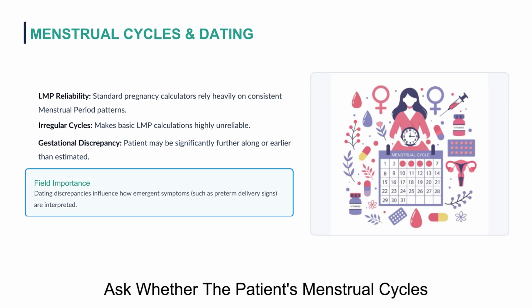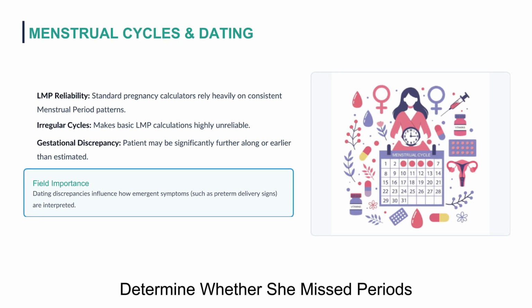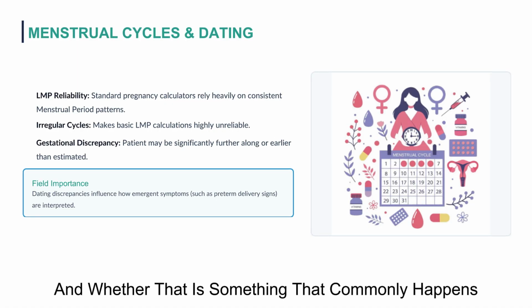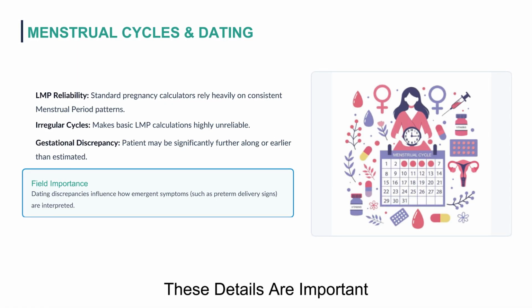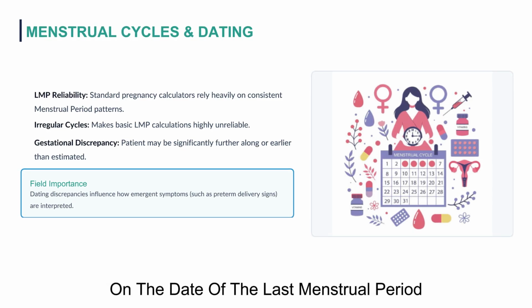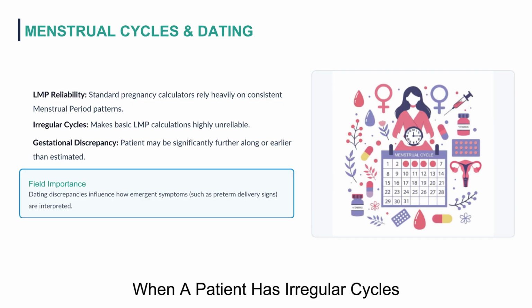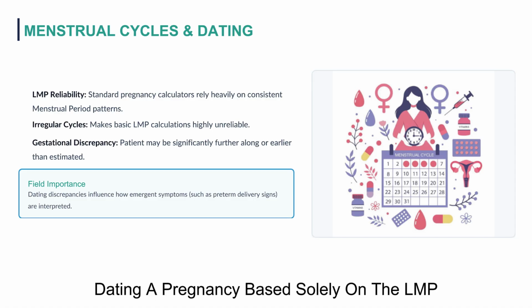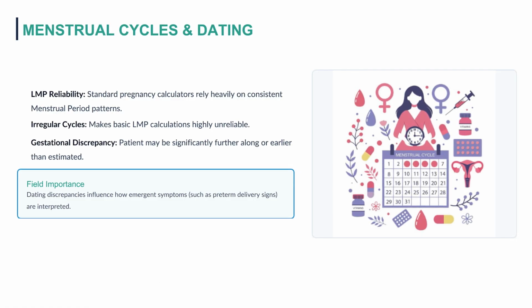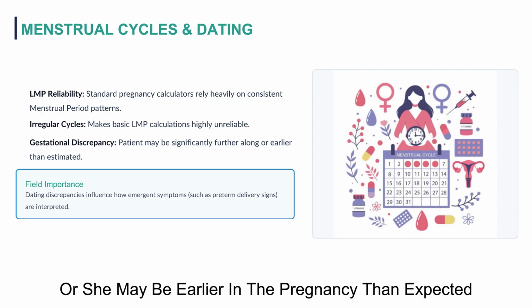Ask whether the patient's menstrual cycles are usually regular or irregular. Determine whether she missed periods and whether that is something that commonly happens for her. These details are important because many pregnancy calculations rely on the date of the last menstrual period, often referred to as the LMP. When a patient has irregular cycles, dating a pregnancy based solely on the LMP becomes much less reliable. As a result, she may be further along in the pregnancy than she believes, or she may be earlier in the pregnancy than expected.